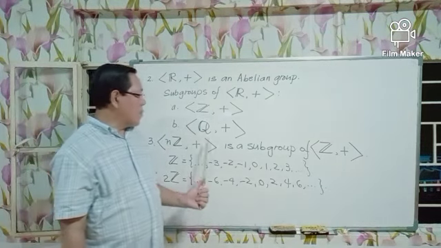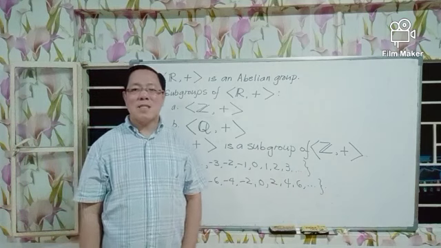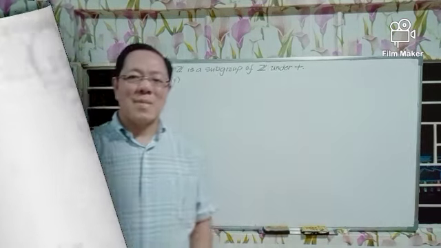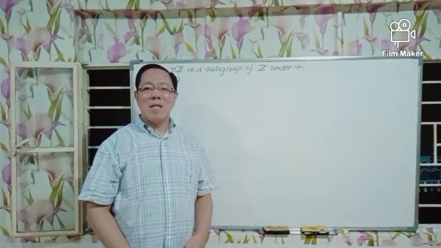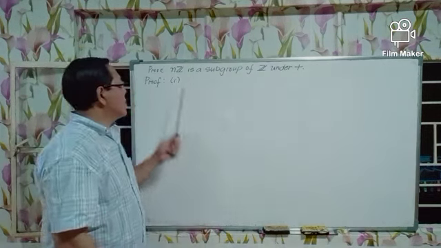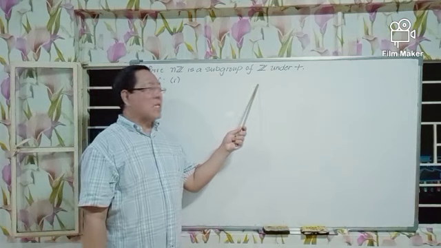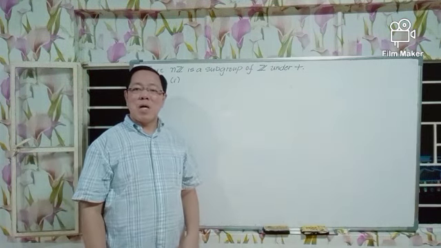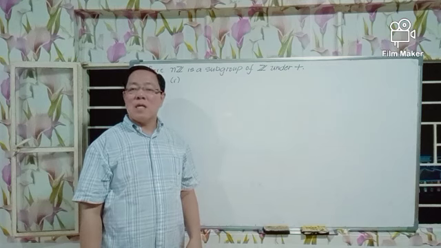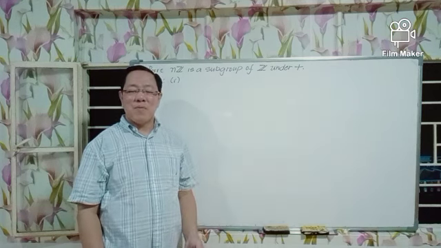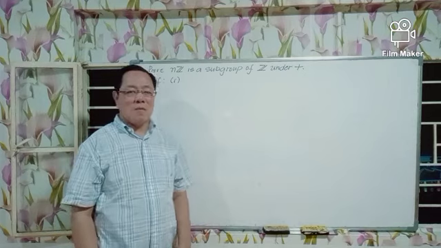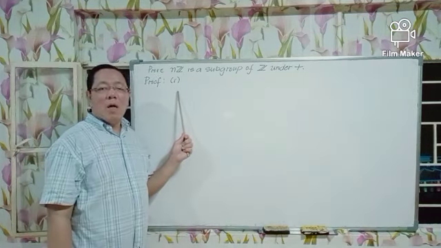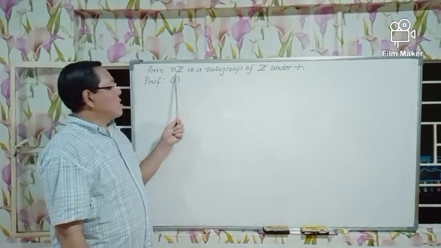Now, we will prove in general that nZ under the binary operation addition is a subgroup. We now prove in general that the set nZ is a subgroup of the set of integers under the binary operation addition. To prove that, we verify the three properties of a subgroup. The first property is the closure property. To verify the closure property, we take any two elements of nZ.